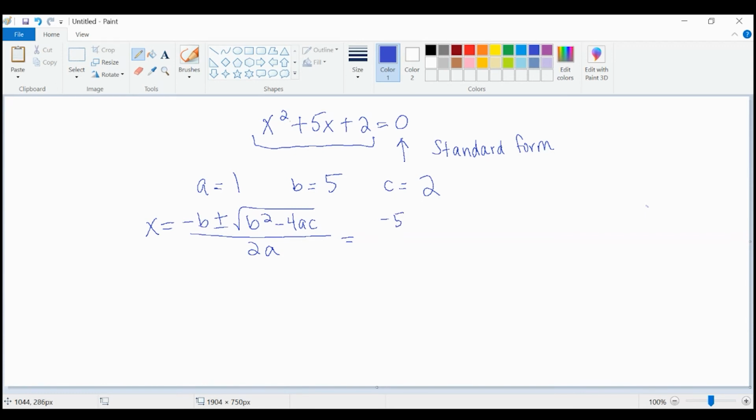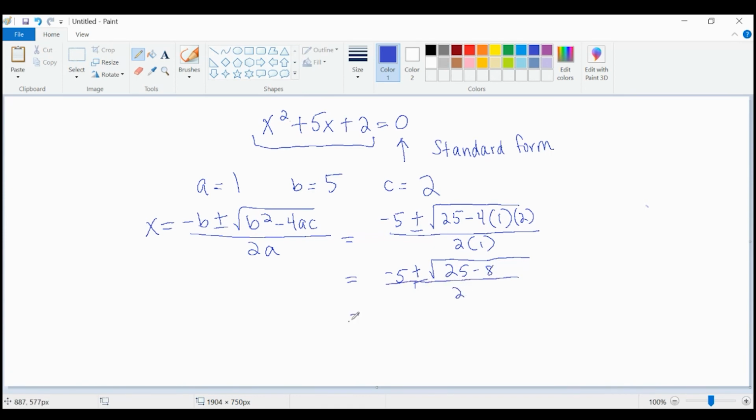And since 5 is already positive, the opposite will be negative 5. Plus or minus the square root of b squared, which is 25, minus 4 times a, which is 1, times c, which is 2, all divided by 2 times 1. Simplifying, we have negative 5 plus or minus the square root of 25 minus 8, all divided by 2, which is negative 5 plus or minus the square root of 17 divided by 2.